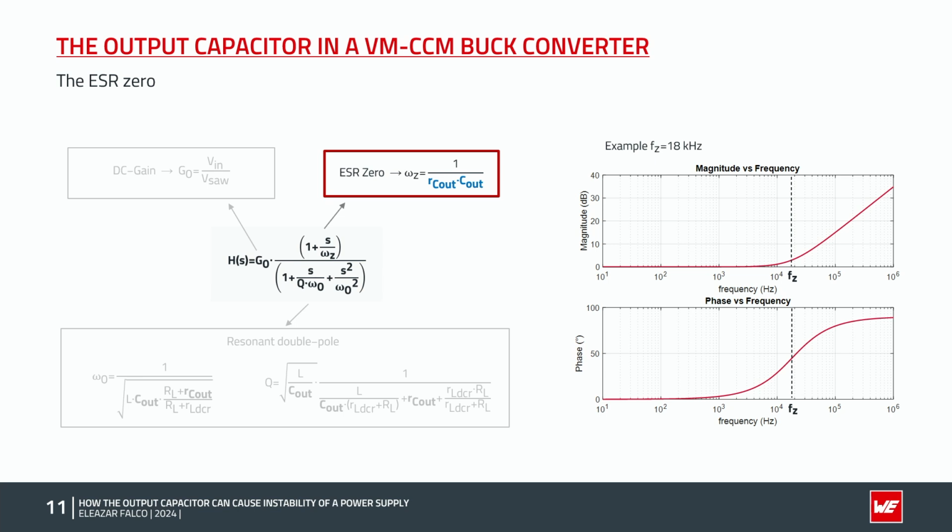And this is the frequency response of the ESR zero, which is placed at 18 kHz here. We see how the zero provides a phase lead of up to 90 degrees 1 decade after the ESR zero frequency, and that the phase starts to change actually around 1 decade before the zero frequency. Regarding the magnitude, the ESR zero is characterized by a rising gain slope at 20 dB per decade after the ESR zero frequency.